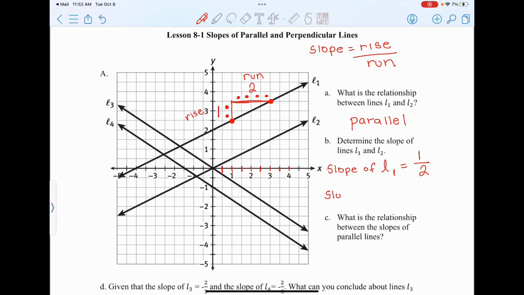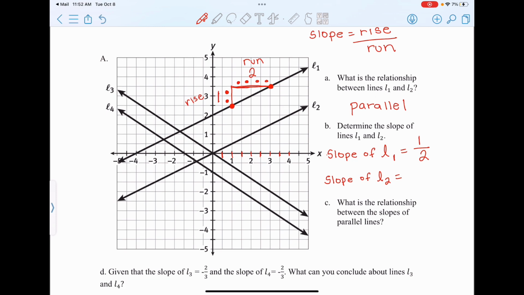Now let's do the same thing and let's find the slope of L2. So once again, I'm going to pick 2 points that cross at perfect corners, such as 1, 1/2, and 3, 1.5. And I'm going to count the rise and the run. So I have a half and 1, so that's 1 unit. And then I have a half, 1, 1.5, 2. So 2 units. So the slope of L2 is also 1 over 2, rise over run.